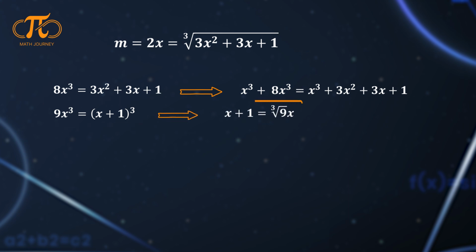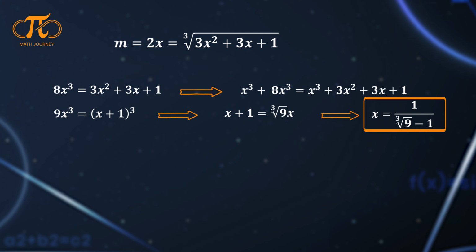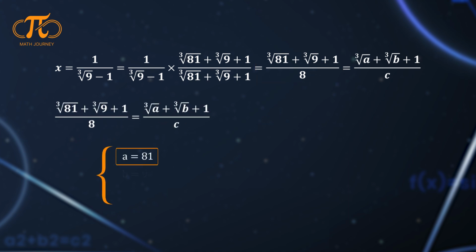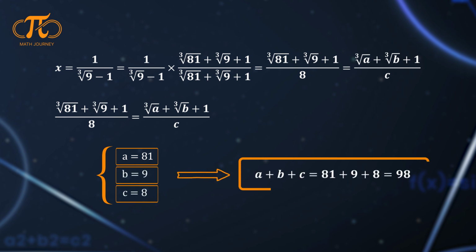So, it will be solved as x plus 1 equals the cube root of 9 times x. Finally, x equals 1 divided by the cube root of 9 minus 1. If we rationalize, we will have x equals the cube root of 81 plus the cube root of 9 plus 1, divided by 8. By comparing this result with the problem requirement, we see that a equals 81, b equals 9, and c equals 8. And finally, adding them gives a plus b plus c equals 81 plus 9 plus 8 equals 98.